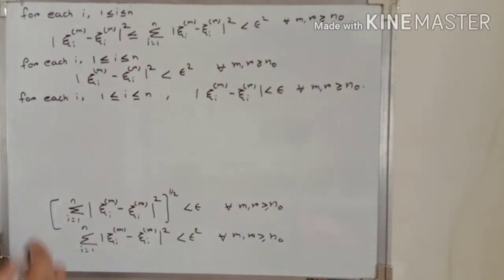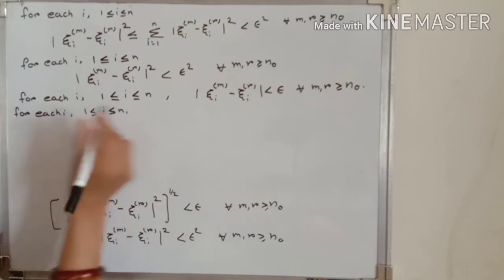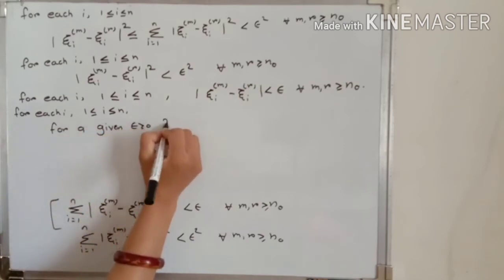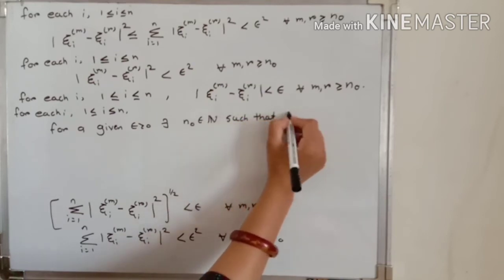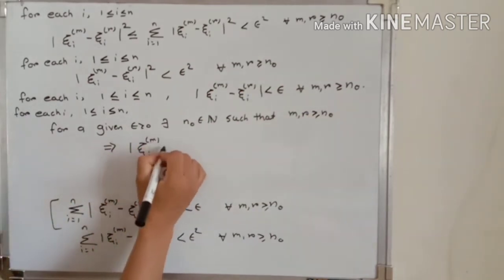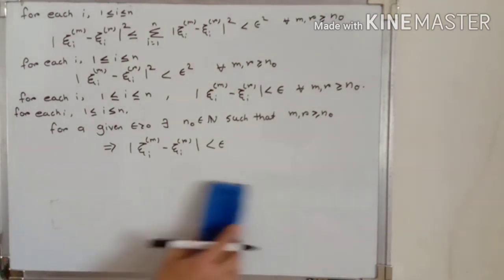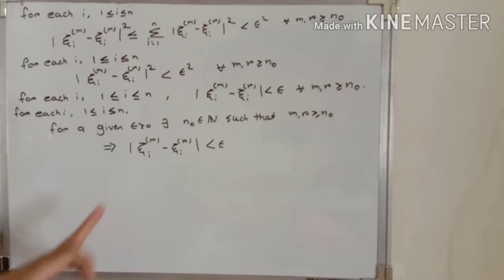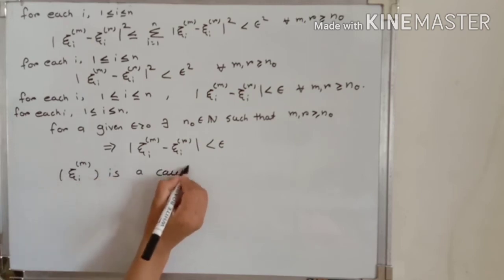Now we can write it as: for a given epsilon greater than 0, there exists n0 belonging to the set of natural numbers such that whenever m and r are greater than or equal to n0, it implies mod of xi im minus xi ir is less than epsilon. It is nothing but the definition of a Cauchy sequence, and as each coordinate, that is xi im, xi ir, is a real number, therefore xi im is a Cauchy sequence.